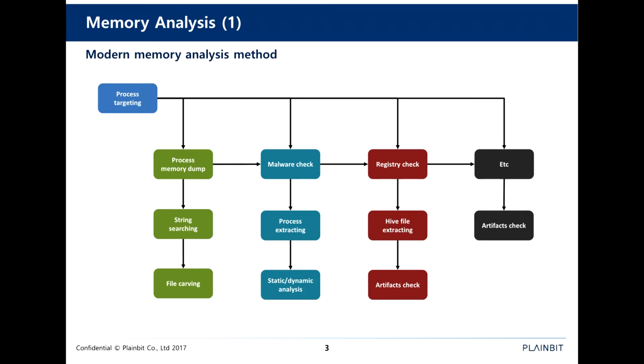Let's look at the lecture materials. First, the process that is in memory is selected according to the analysis purpose. Since the selected process also has a unique area such as virtual memory, the data that it executes and uses is likely to remain in physical memory. By extracting the process memory area and performing string search or file carving, you can obtain more accurate data.